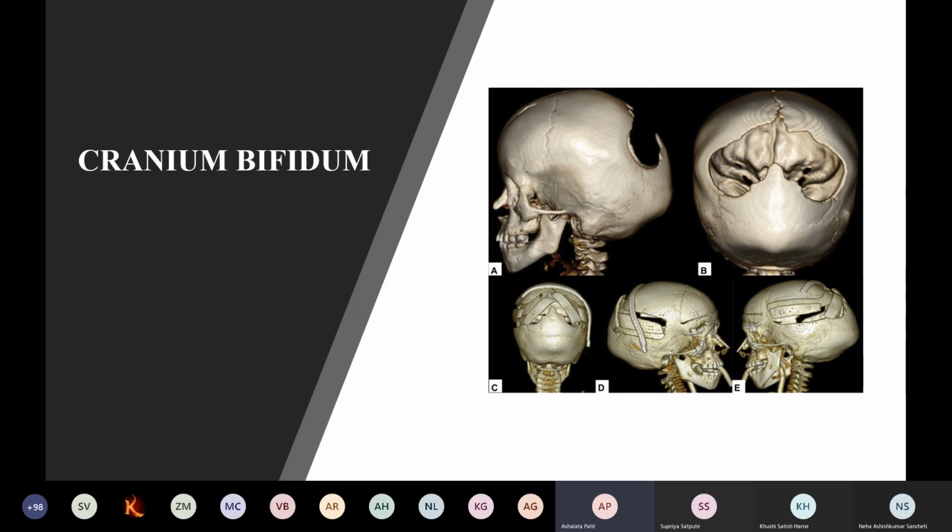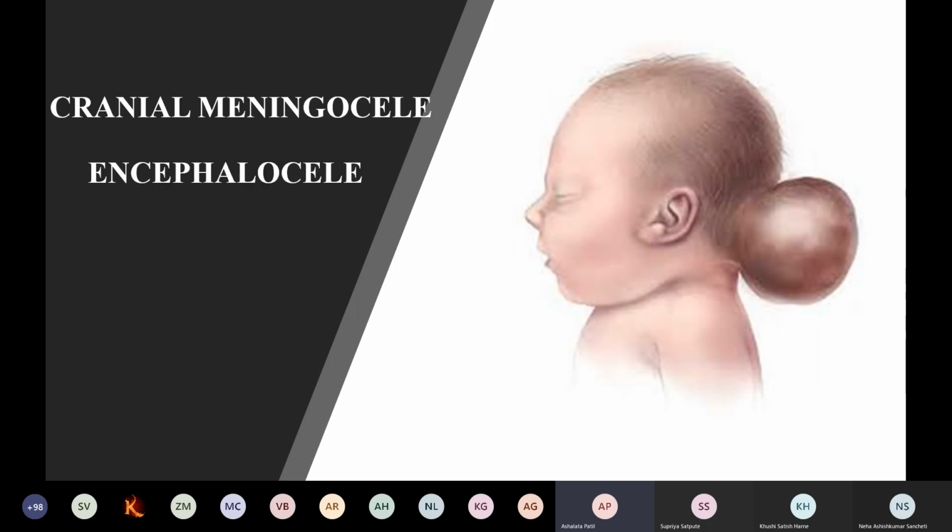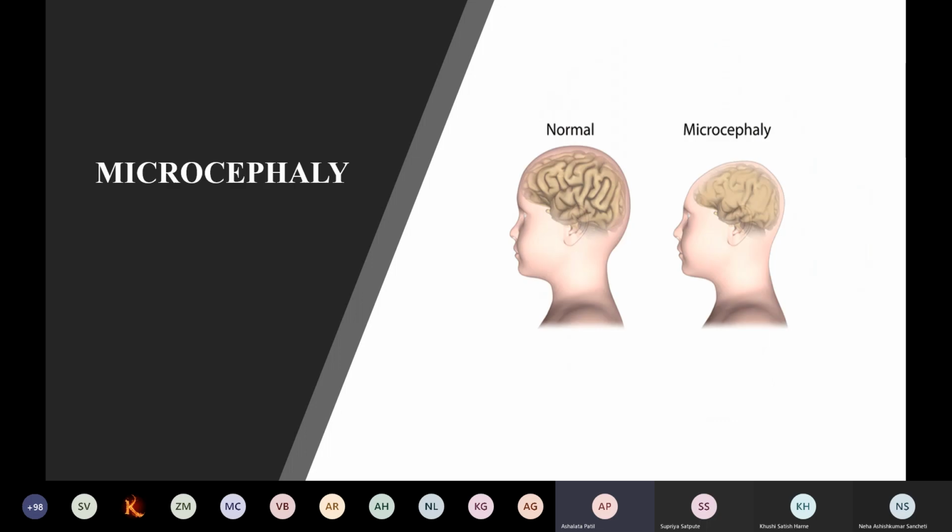And then the terminology is different. So cranium bifidum is the defect in the developing cranium anywhere. Depending on that, if meninges protrude through this defect, again covered, this is called cranial meningocele. And if nervous tissue, any part of the brain, depending on the site of the cranium bifidum, protrudes, then this condition is called encephalocele. So meningocele is only protrusion of the meninges; encephalocele is protrusion of the brain tissue.